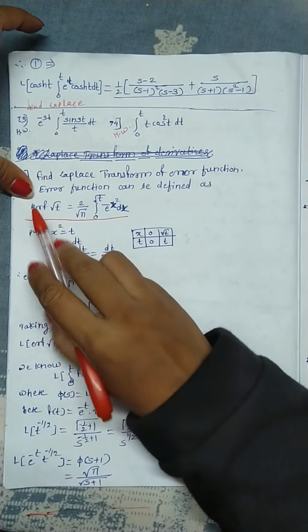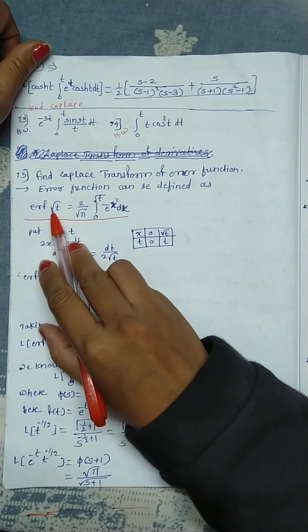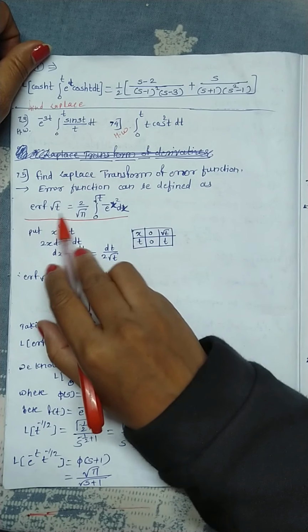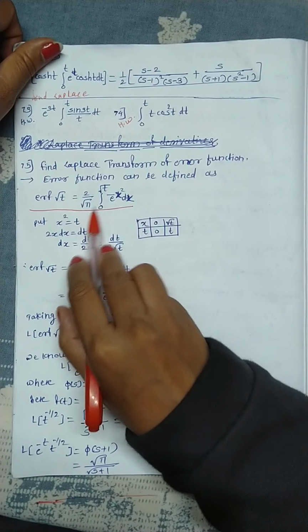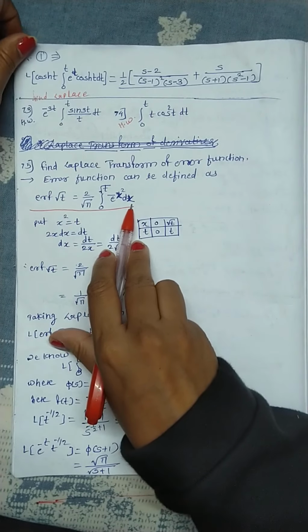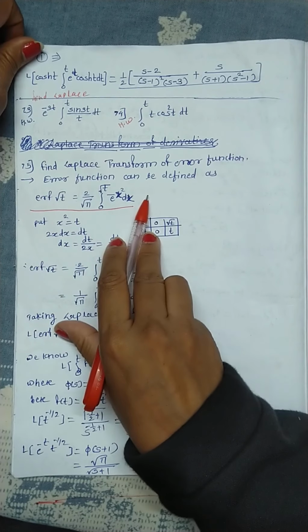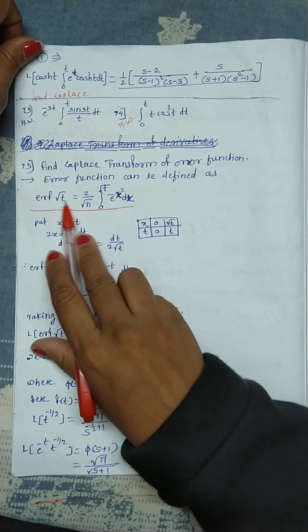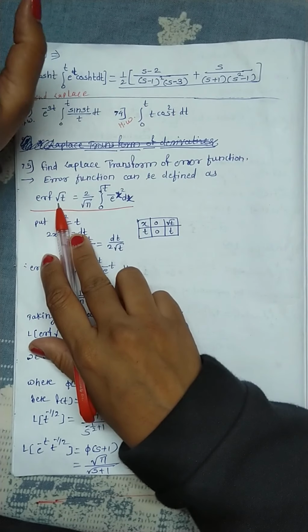Error function, that is ERF of root t, is equal to 2 upon root pi integration 0 to root t e raised to minus x square dx. This is the main definition of error function of root t.